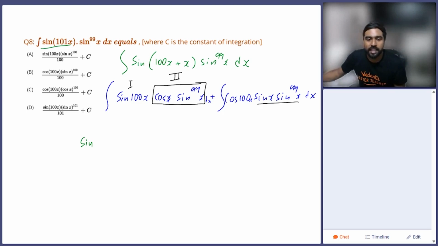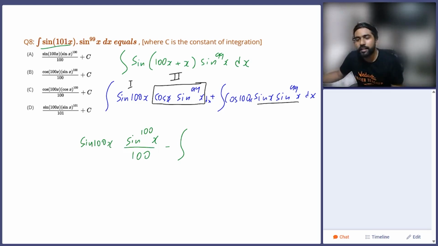I will get sine of 100x into the integral of cos x into sine x power 99. I will substitute sine x equal to t, so I'll get t power 99 dx format over here. What do I have? I have t power 100, that is sine x power 100 divided by 100, minus integral. What is the derivative of sine of 100x? That's cos of 100x, multiplied by 100.